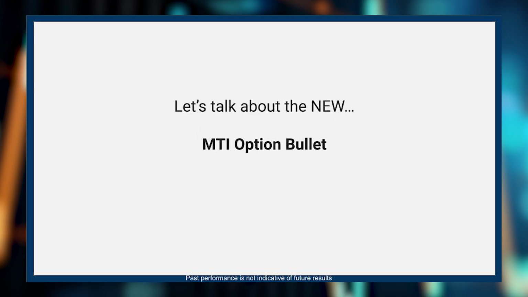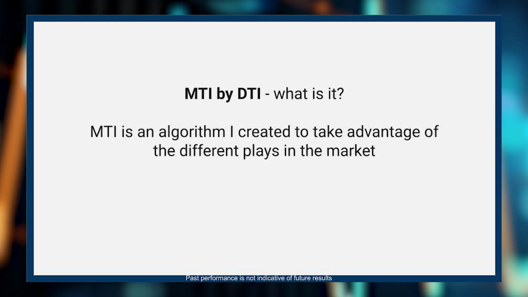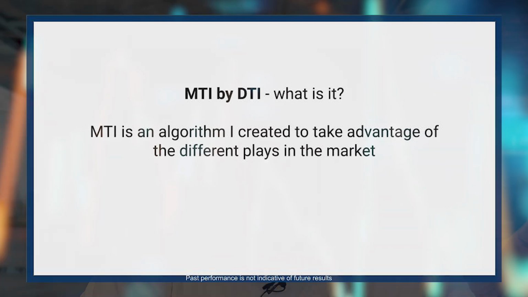Now, let's talk about what I call a MTI Option Bullet. First of all, MTI is an algo that I created to help people decide whether to be long, short, or out in the market. And it's real easy to use because if you're above the 8 lines that it puts out there, you want to be long. If you're below those 8 lines, you want to be short. And in between, you got some choices.